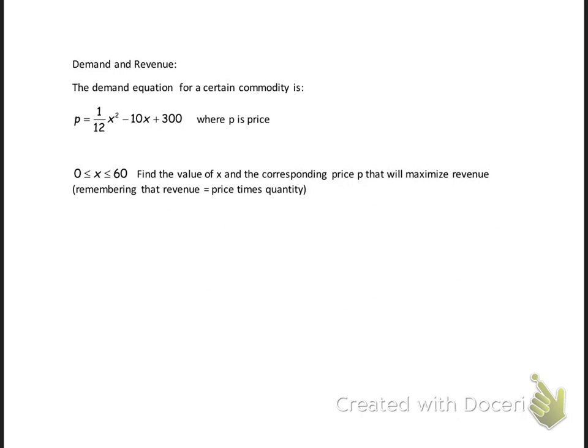Okay, here's our next problem. So it's a demand equation for a certain commodity is this. So this is your price. Okay, our job is going to be to maximize the revenue. So what is going to happen here? So let's think about what this looks like. Right here, what I have is a price equation. So my x is on the horizontal axis, and my price is on the vertical axis.